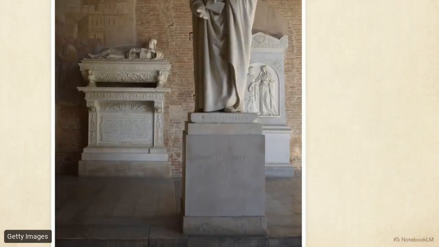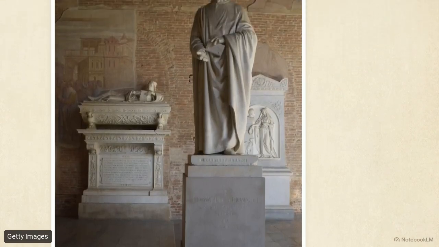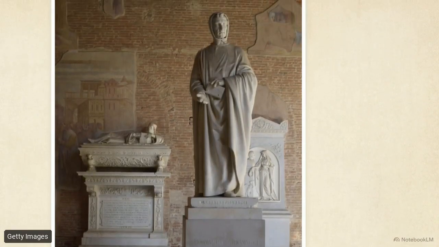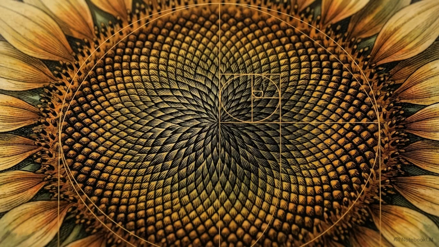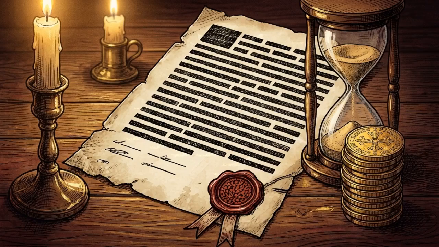Today, a full-length marble statue of Leonardo Fibonacci stands in his home city of Pisa. His famous number sequence describes the growth patterns of nature, but the math he brought to the Mediterranean did something else entirely. It provided the mathematical DNA used to turn time into money.